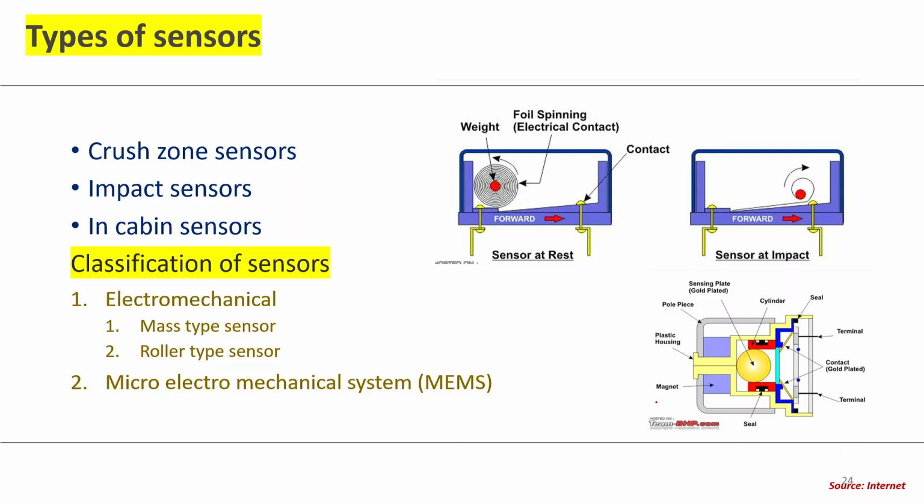There are different types of sensors. So, crash zone sensor, impact sensor, in-cabin sensor. The classifications of sensors are basically the electromechanical sensor and the micro electromechanical sensor. Electromechanical sensors are of two types, mass type sensor and roller type sensor.